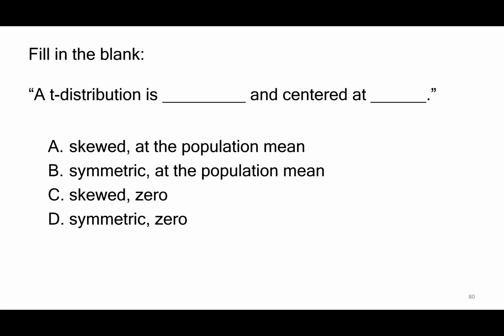So here, remember, it's bell-shaped, it's perfectly symmetric, so I can rule out two of those options right away. And then where it's centered, it's like the standard normal distribution. They are both centered at 0. So our t-distributions, they're all centered at 0, and they're perfectly symmetric. They're bell-shaped.